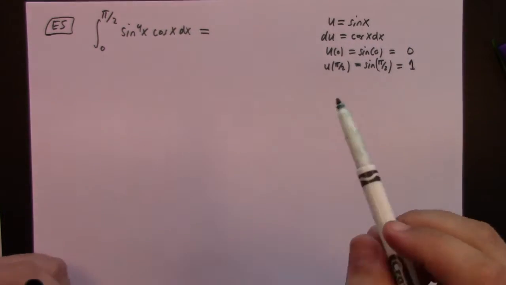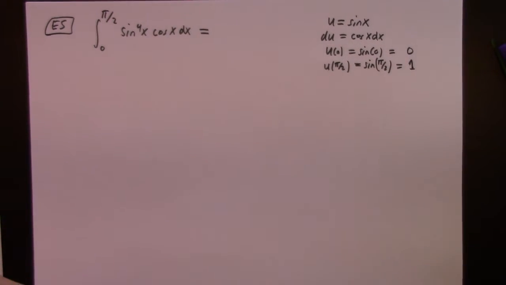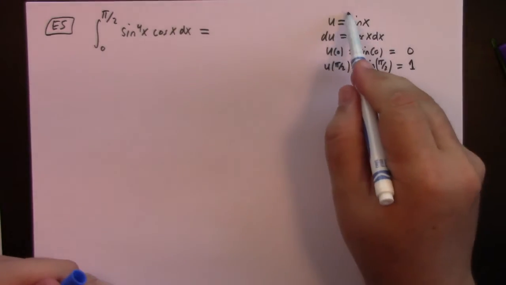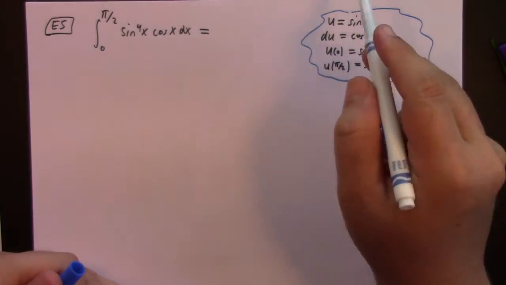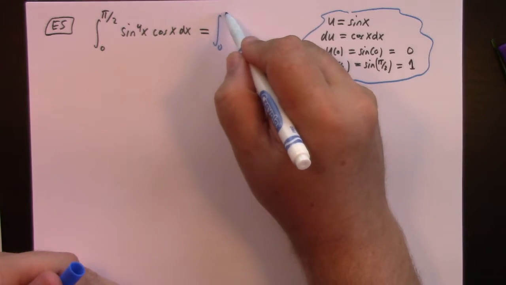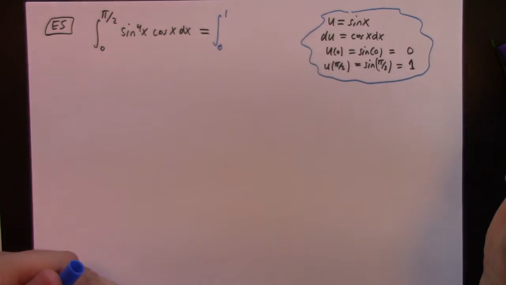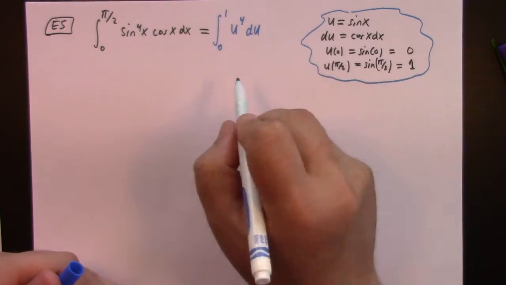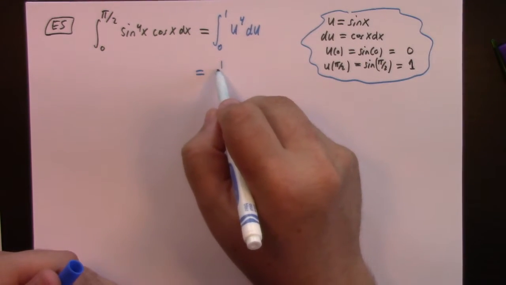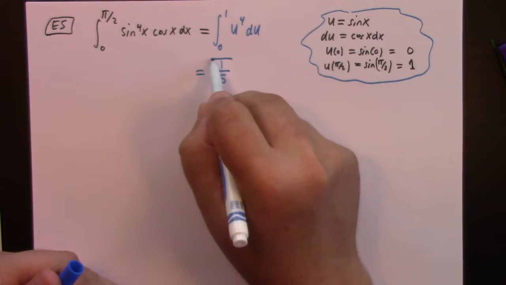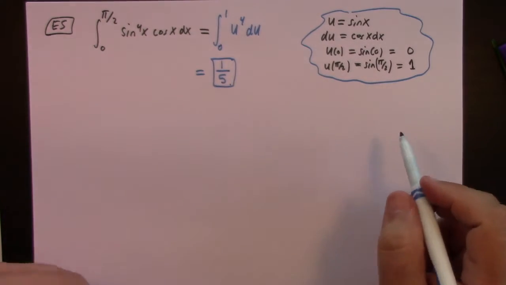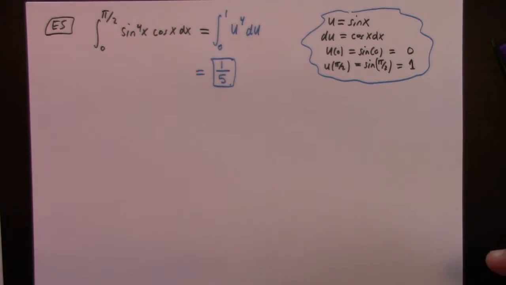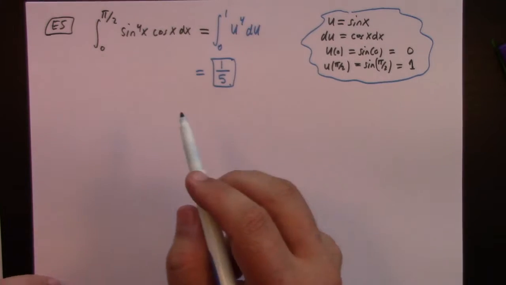So this one's really quite nice. After making the u substitution here, we're just left with the integral from 0 to 1 of u to the 4th du. Oh, that's my favorite kind of integral. The answer is 1/5. Okay. Let's see here. Well, here's a nice one.